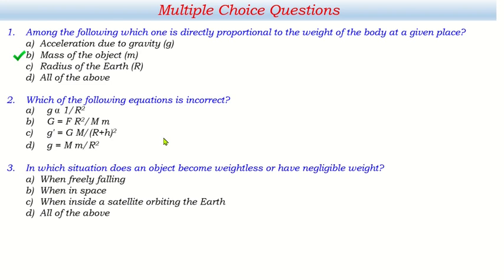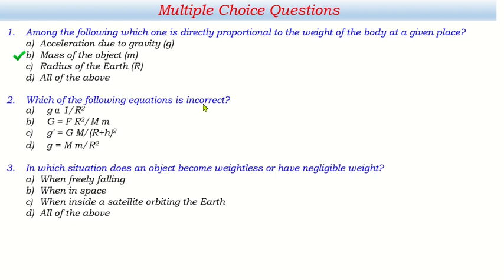Okay, which of the following equations is incorrect? g is inversely proportional to r square. This is a correct equation, and g is equal to F r square upon capital M small m. Now if capital M and small m are taken to the left hand side and r square is also taken to the left hand side, then we'll have F equal to G capital M small m by r square, and this is correct. Like F equal to G m1 m2 by d square. In place of m1 and m2 we have capital M and small m. In place of d we have r. Okay, this equation is also correct.